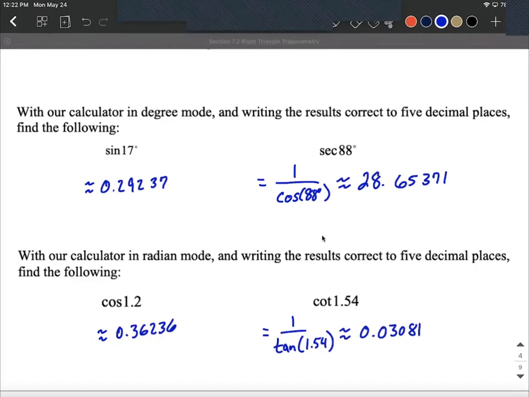All right, so I hope this helps out. Students tend to struggle with secant and cotangent and cosecant for that matter, but the important key is rewrite them first, and also make sure you're in the right mode as far as your calculator goes to get a good approximation with this.